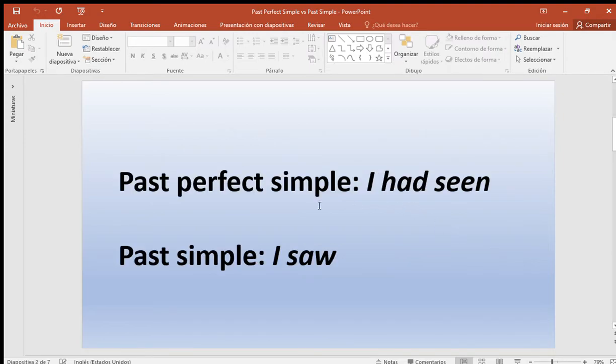Okay, here you can see past perfect simple, I had seen, and past simple, I saw. This is an example. Here you have an example, and here you have an example. As you can see here, you can identify that here we have had, and here we have the past participle of the verb see, and here we have only the past form of the verb see.